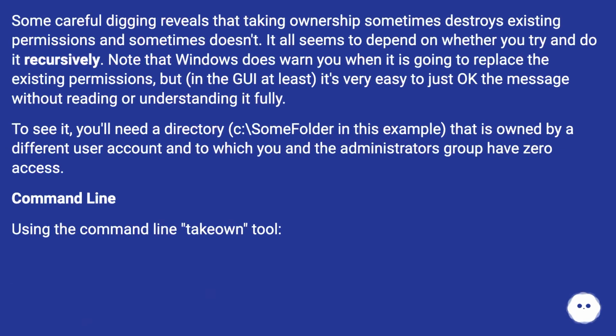Some careful digging reveals that taking ownership sometimes destroys existing permissions and sometimes doesn't. It all seems to depend on whether you try and do it recursively. Note that Windows does warn you when it is going to replace the existing permissions, but, in the GUI at least, it's very easy to just OK the message without reading or understanding it fully. To see it, you'll need a directory, \somefolder in this example, that is owned by a different user account and to which you and the administrators group have zero access.